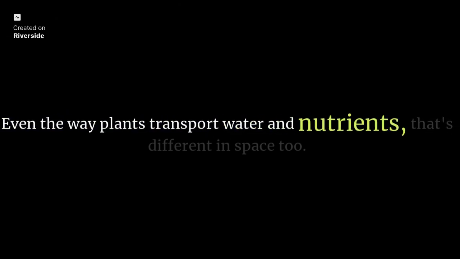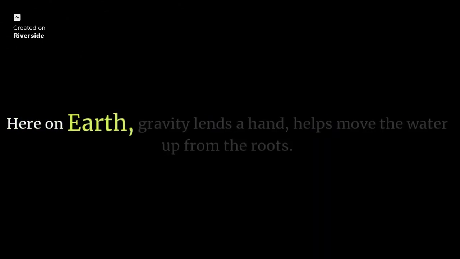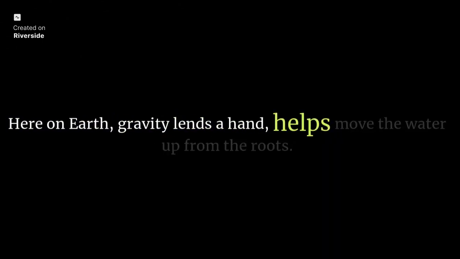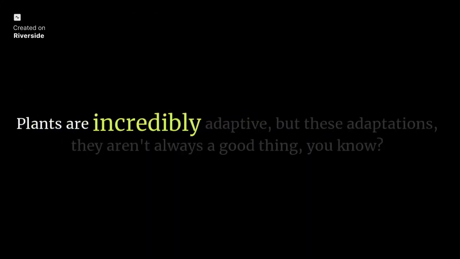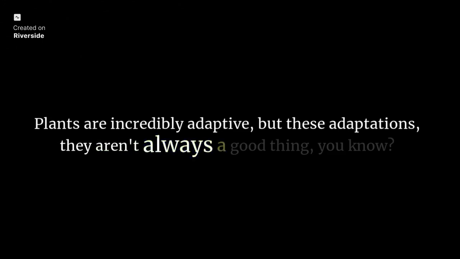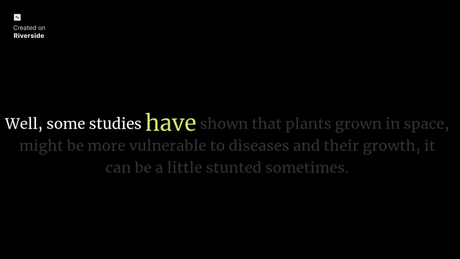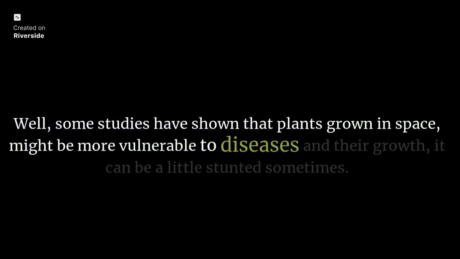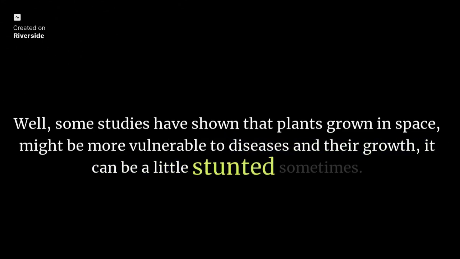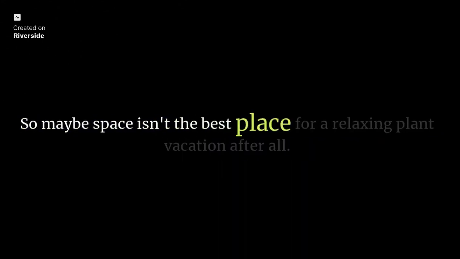And it's not just the genes. Even the way plants transport water and nutrients is different in space, too. Because they don't have gravity to help them out. Exactly. Here on Earth, gravity lends a hand, helps move the water up from the roots. Right. But in space, they have to work a little harder. Capillary action comes in handy here. Right. Got to find workarounds. Exactly. Plants are incredibly adaptive, but these adaptations aren't always a good thing. Oh, how so? Well, some studies have shown that plants grown in space might be more vulnerable to diseases, and their growth can be a little stunted sometimes. So maybe space isn't the best place for a relaxing plant vacation after all. Maybe not.